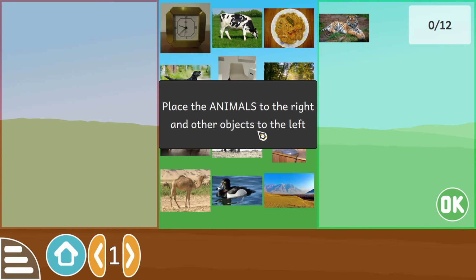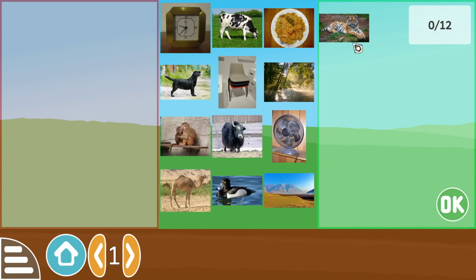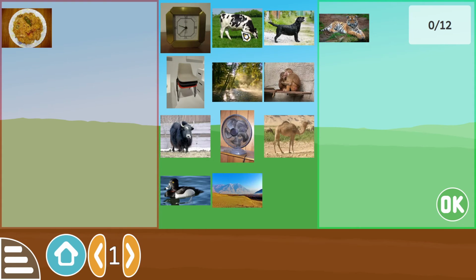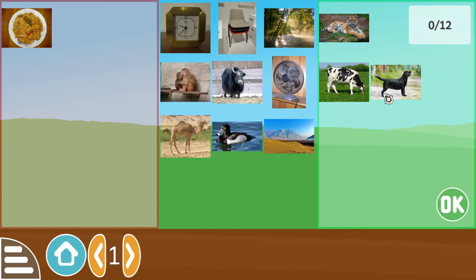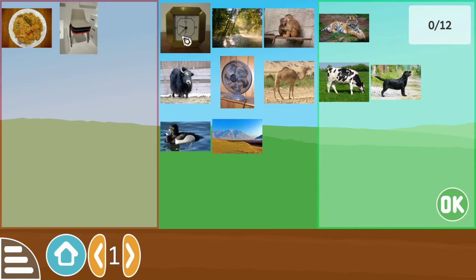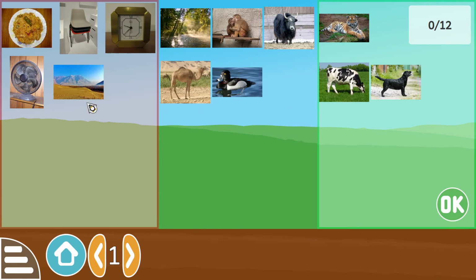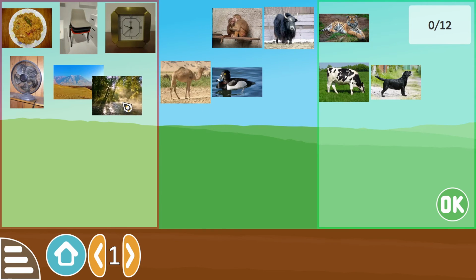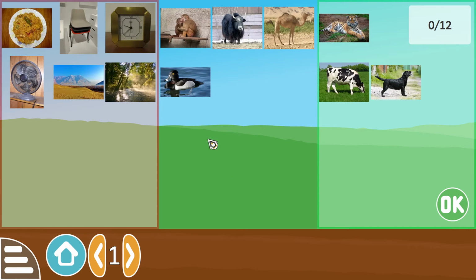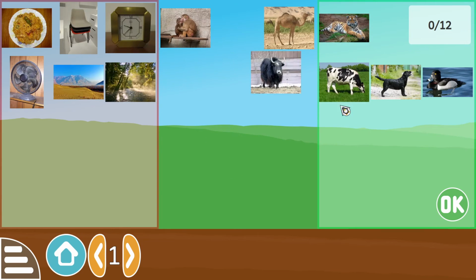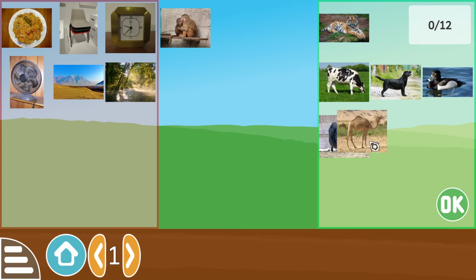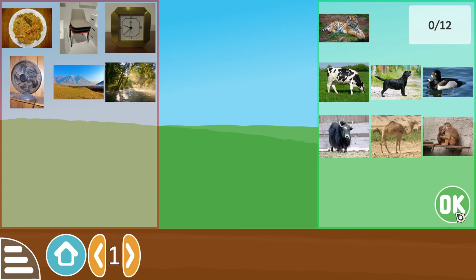So placing the animals to the right and the other objects to the left. So we've got a tiger. So a plate of food. No, but a cow, a dog, a stack of chairs is not. Clock isn't. Man isn't. Mountainside isn't. And it looks to be a river in a forest. A duck. I'm going to go with a bull. Camel and 2 monkeys are definitely animals.